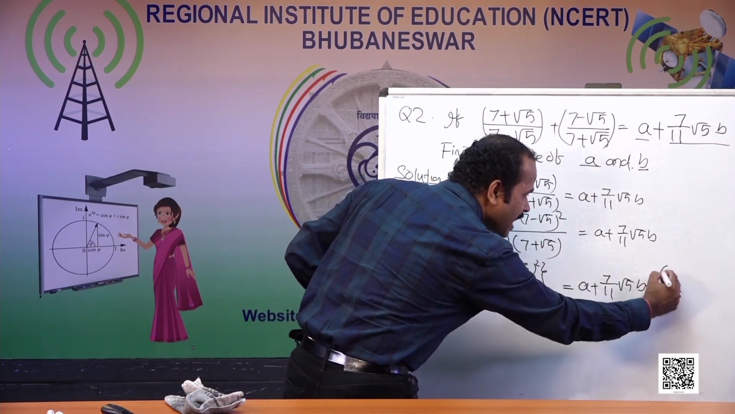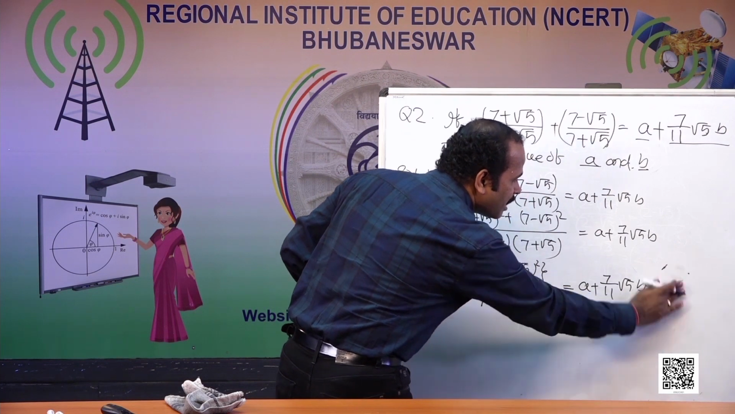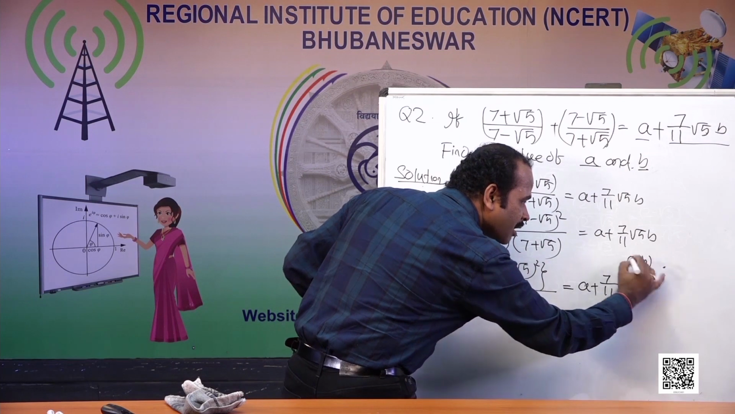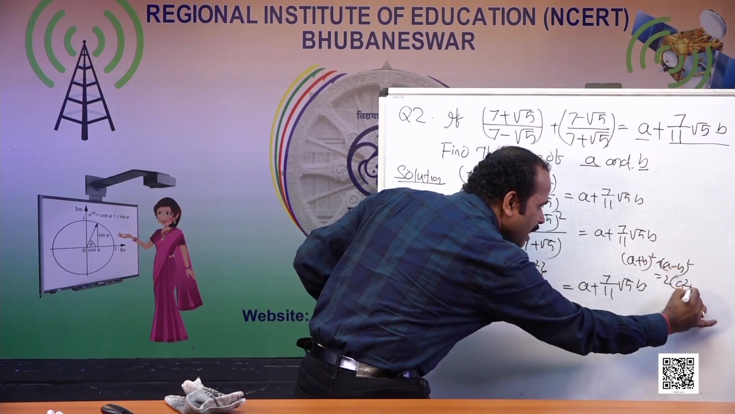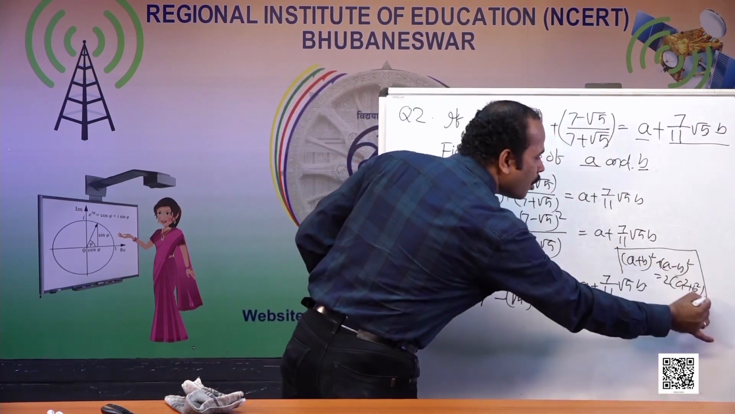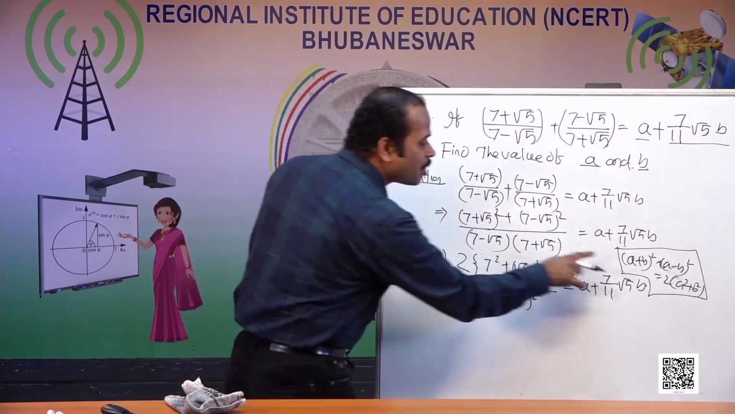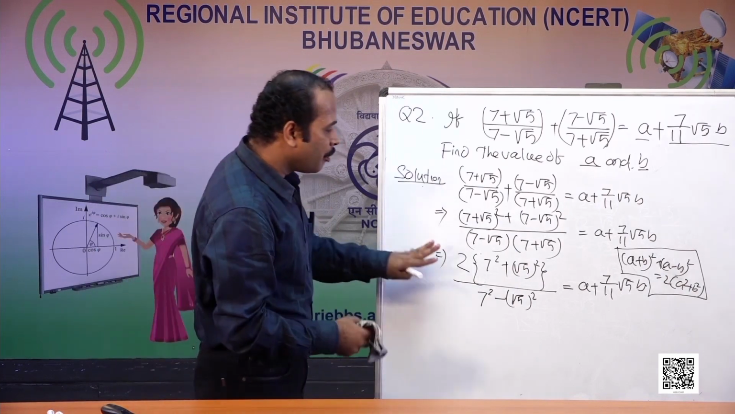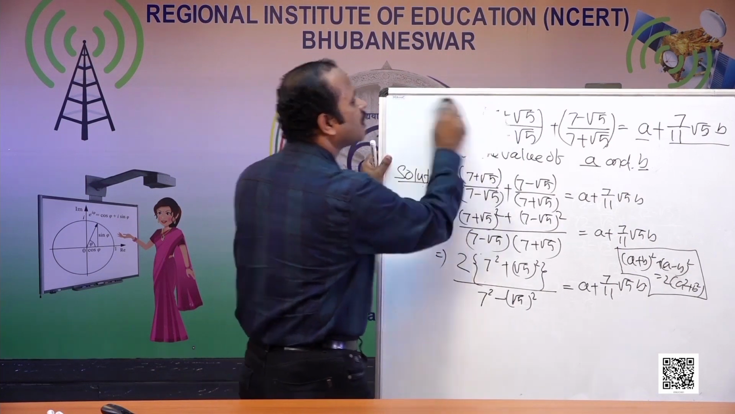So I have used this identity, a plus b whole square plus a minus b whole square equal to 2 whole into a square plus b square. So by using this identity, I reached up to this term. Let me draw from the upper part. We reached up to this part. Let me draw this question part, we will solve it again.